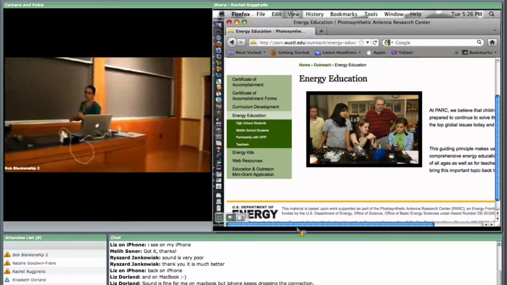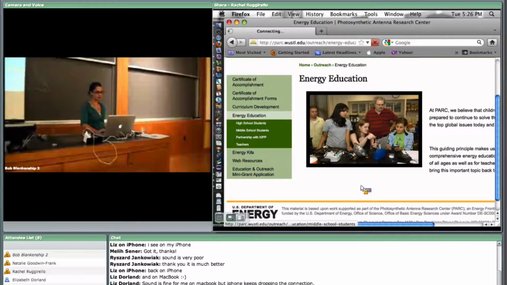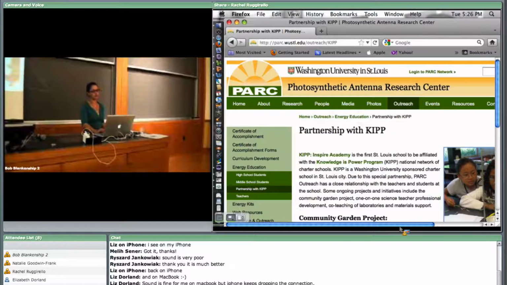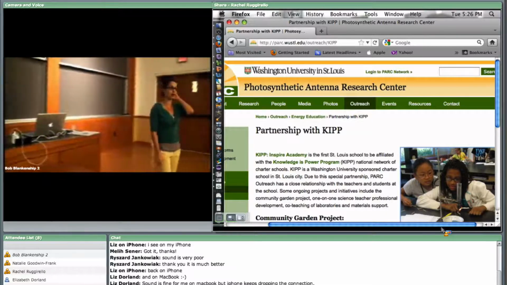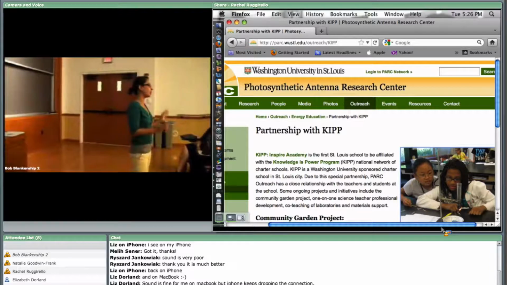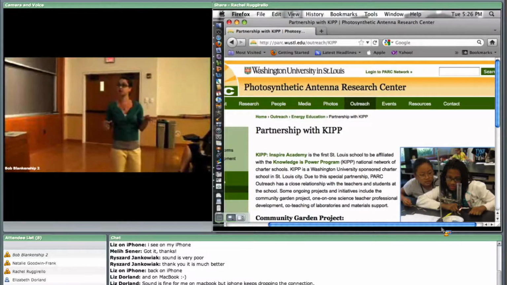Something else that we do is we have a partnership with a charter school in the city. Charter schools in St. Louis have to be sponsored by an institution. And so Washington University in St. Louis sponsors KIPP Inspire Academy, which is a KIPP school.